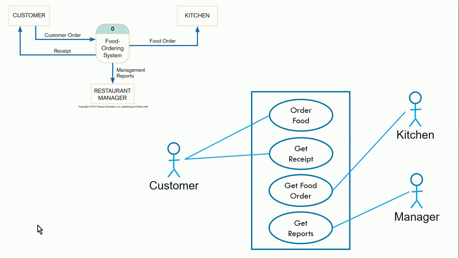Now, in my example here, each one of these only has one user connected to it, but you can have multiple. For example, the manager might also be able to get a food order or something like that, right? So you can have some variation there. But this is essentially what we're going to learn about in this unit.